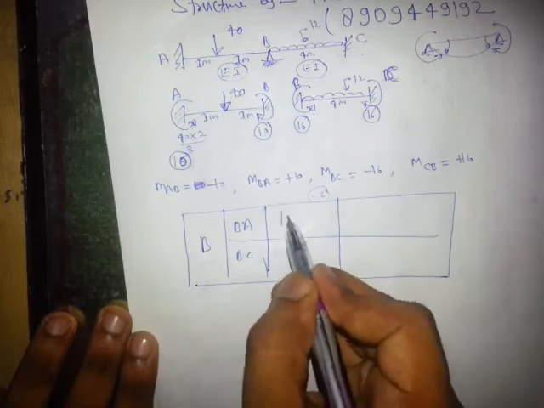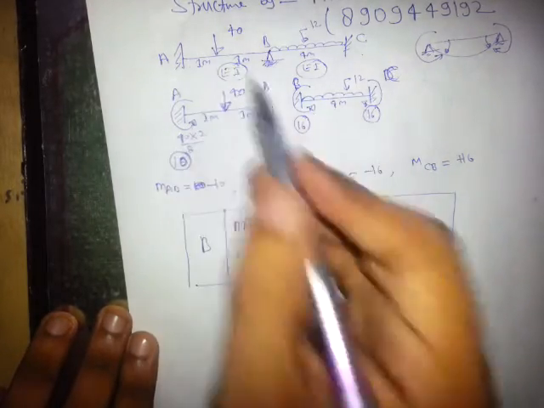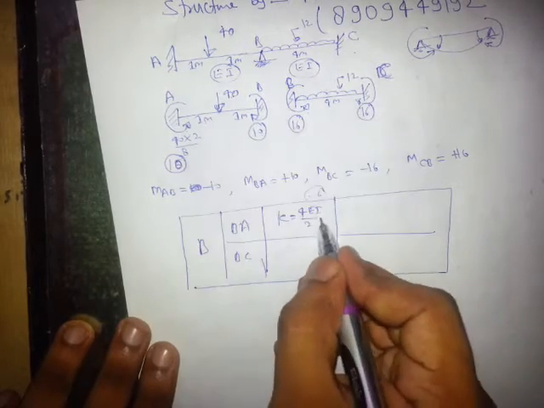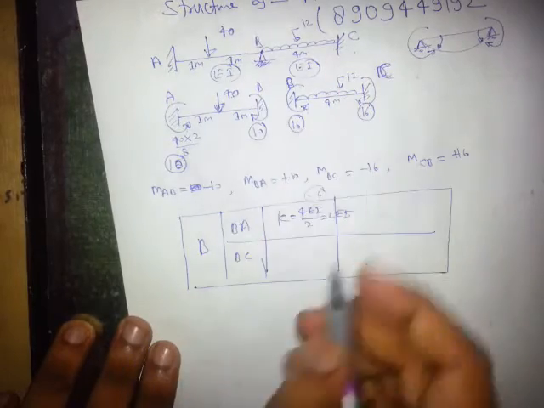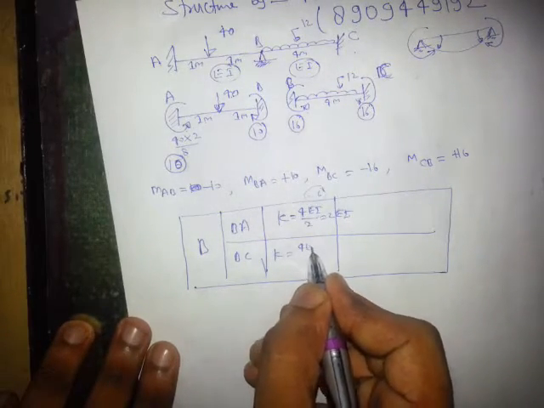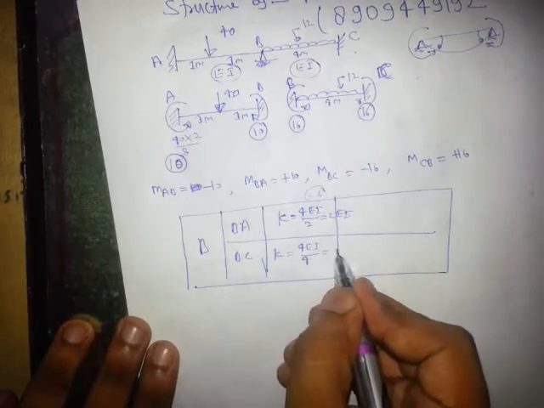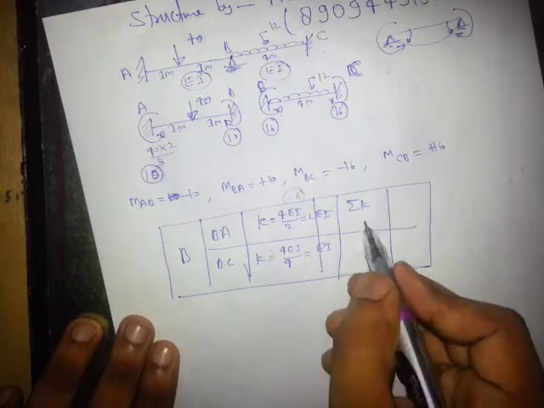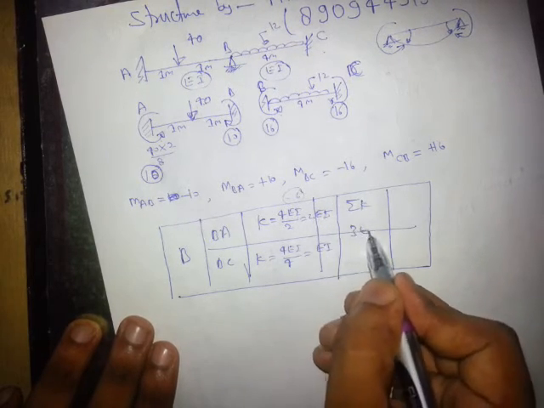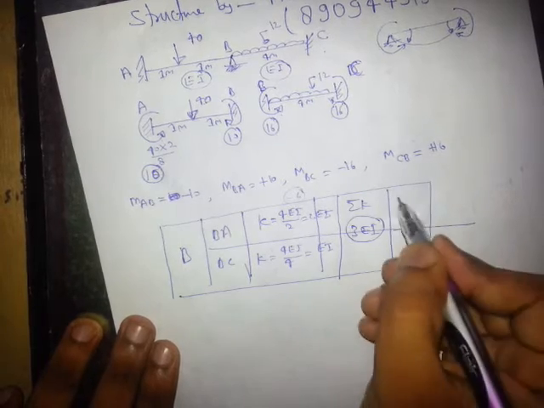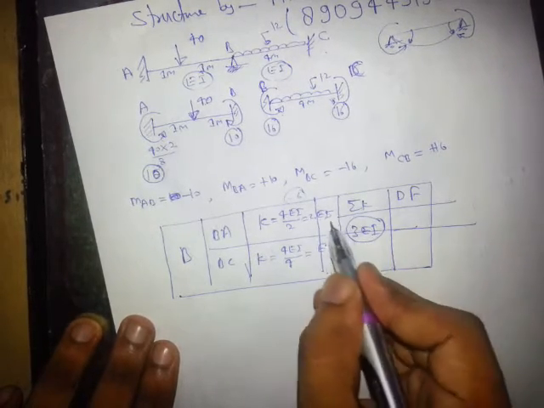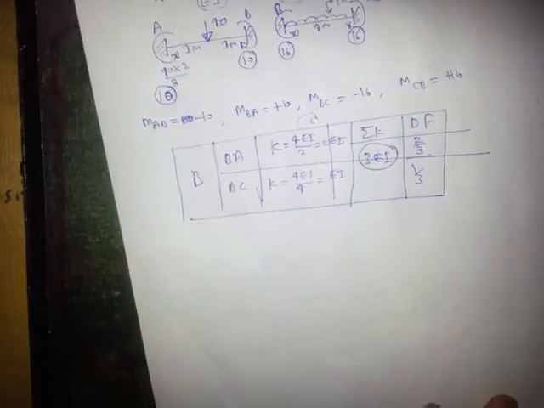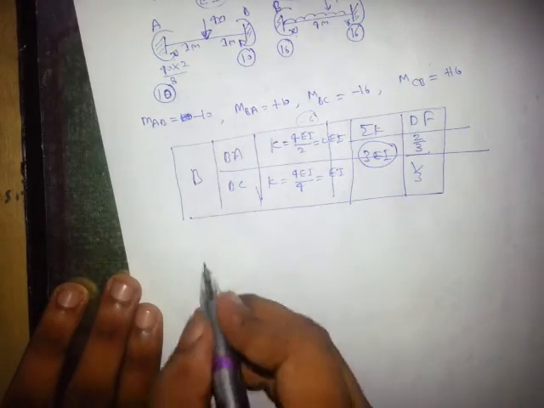You will write K of BA. Since the far end is fixed, you will write 4EI divided by L, which means 2. So it will be 2EI. For BC, since the far end is fixed, K will be 4EI divided by L, which is 4. So the answer is EI. Now we will calculate summation K, the total stiffness. So it will be 2 plus 1, 3EI. Now the distribution factors DF will be 2 upon 3 and 1 upon 3. Now see, I will make this beam like this.